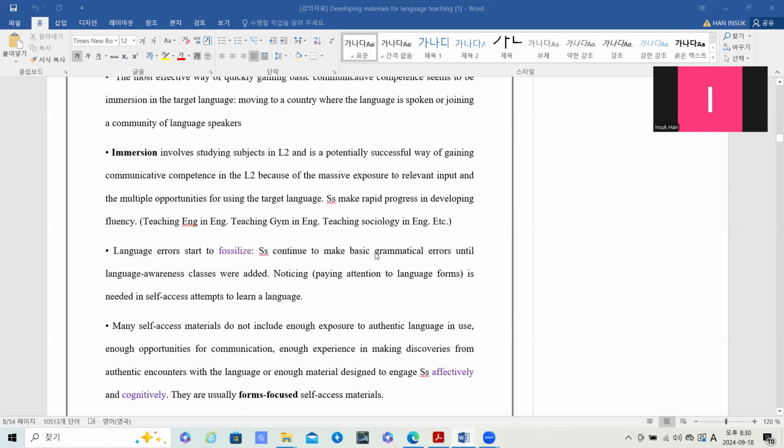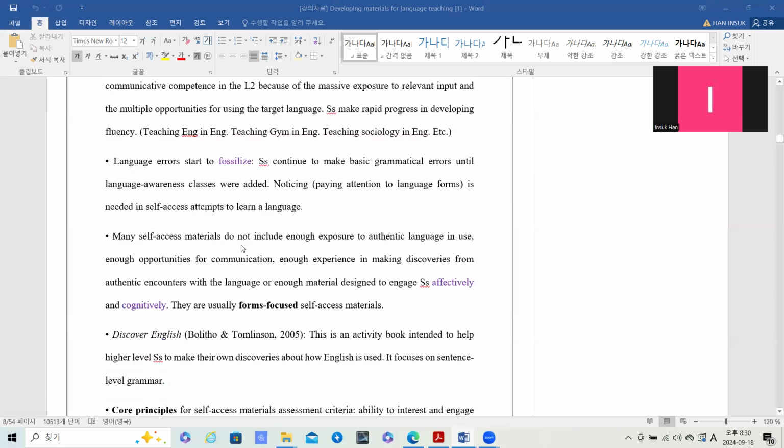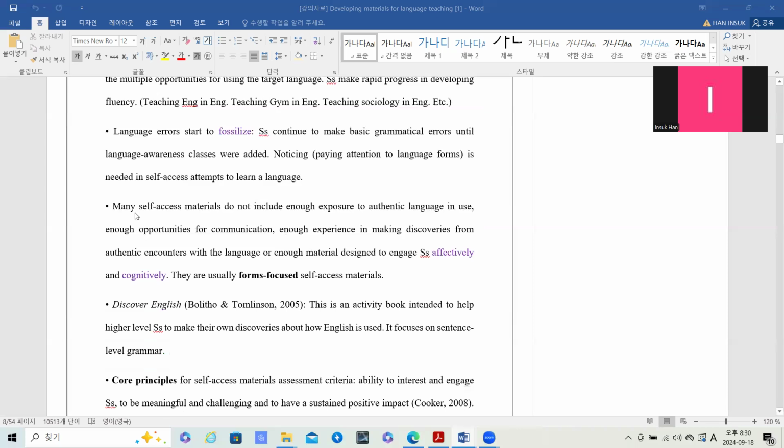Students continue to make basic grammatical errors until language awareness classes were added. This is what I mean. Language awareness classes mean classes where the teachers can explicitly explain what their students' errors are and what they should use for the correct expressions. Let's look at the next paragraph.